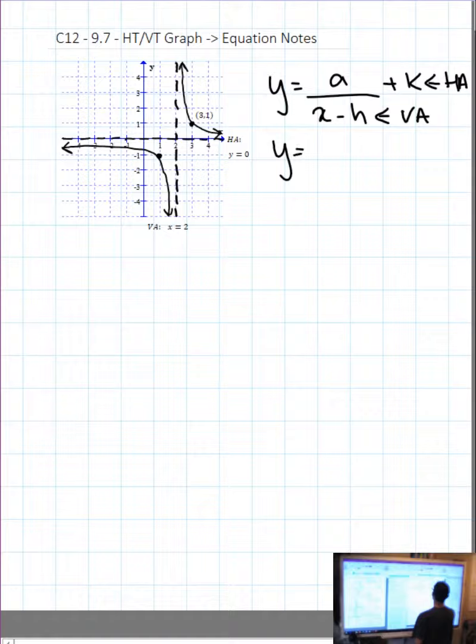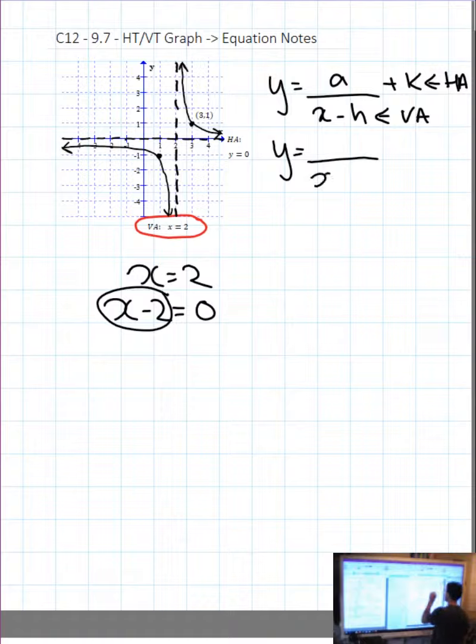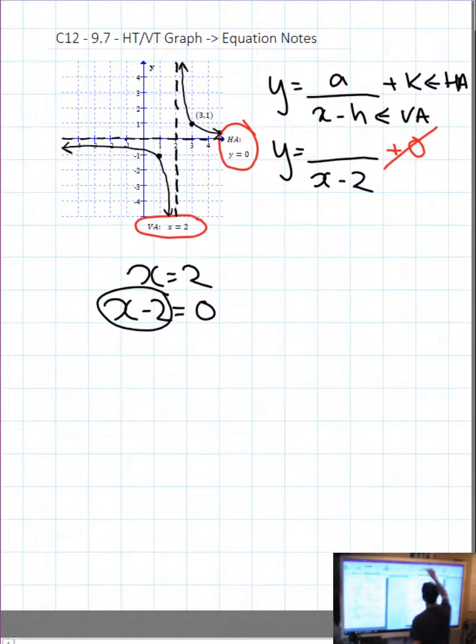So y equals over. So we have a vertical asymptote at x equals 2. So I can simply take x equals 2 and I can subtract 2 from both sides. Therefore, this goes on the bottom. Now we have a horizontal asymptote at y equals 0, so we simply just put a plus 0 off to the right, which is unnecessary. Now we're going to put a on the top.